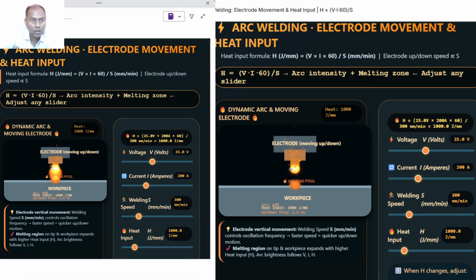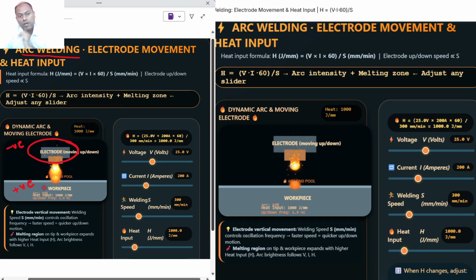Okay, a small animation related to arc welding. Here, arc welding. So we know that in arc welding, we have one electrode which is generally connected to the negative terminal and another, the workpiece, connected to the positive terminal. Why is the workpiece connected to the positive terminal?